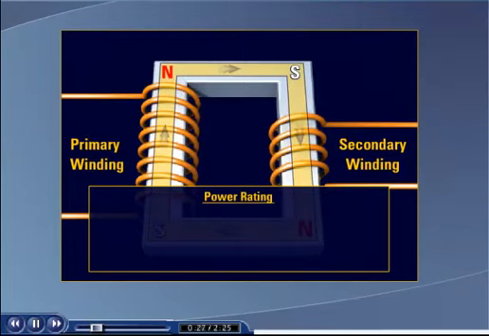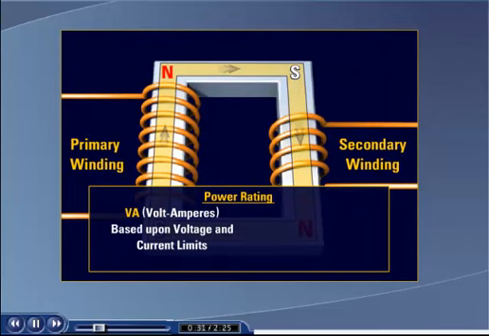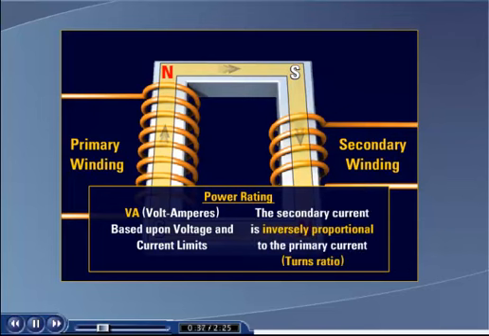Transformers are given an apparent power rating based upon the transformer's voltage and current limits. This VA rating is the same for both the primary and the secondary windings. Given the primary and secondary winding power rating is the same, the current in the secondary will be inversely proportional to the current in the primary, or turns ratio. The ratio of the primary to secondary voltage is determined by the turns ratio of the primary to secondary windings. The turns ratio represents the ratio of turns in the primary coil to the turns in the secondary coil.